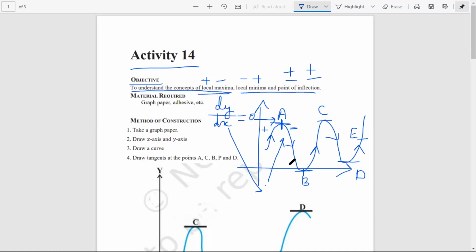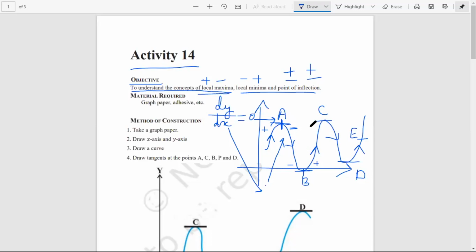Negative. Very good. And what about to the right side of B? Positive. The reason is nothing. See, it is increasing, right? So positive. Here it is decreasing, so negative. Got it? At point C, what about the very immediate left side of C?